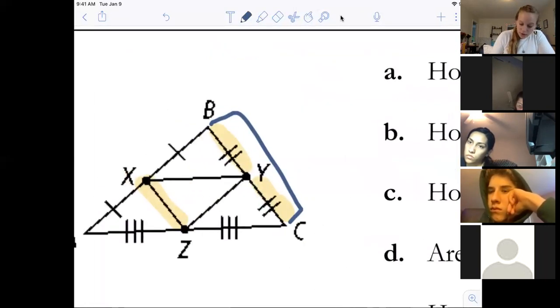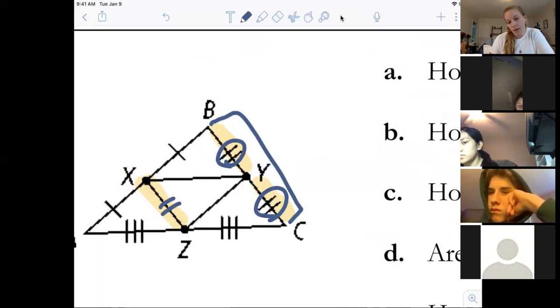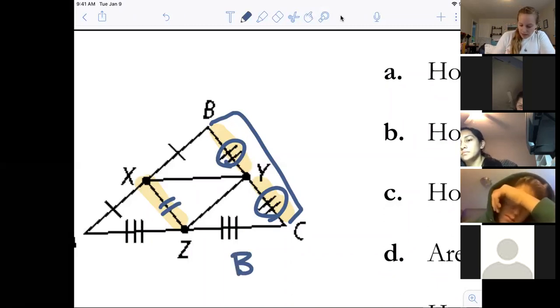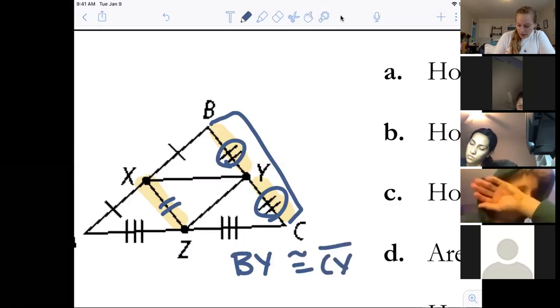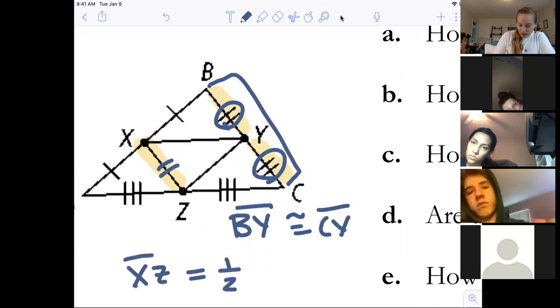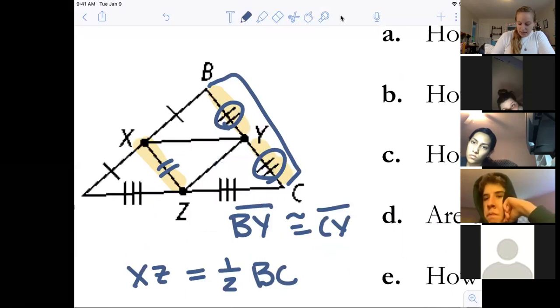Good. We know these two are congruent because of the congruent marks. Why do you also know that I should put two congruent marks here? I think you're right. I just want to know why. Third angle theorem? Not third angle theorem. So let's build off of this. Maddie told me BY and CY are congruent, and I agree with that because we've got congruent marks. Building off of what Donna was just telling us, we know that the mid-segment is equal to one half of the entire opposite side.